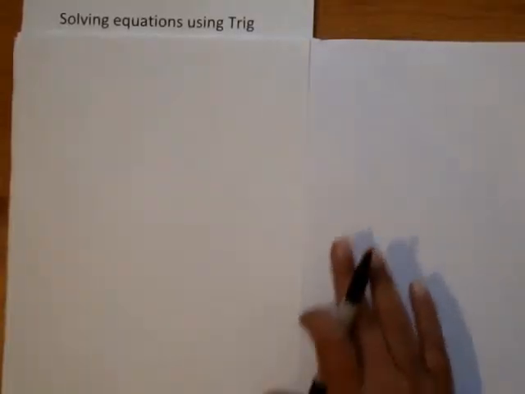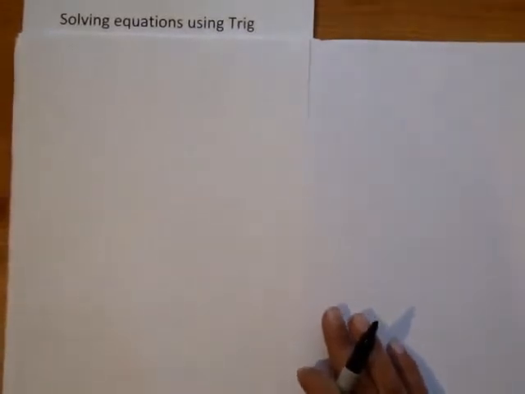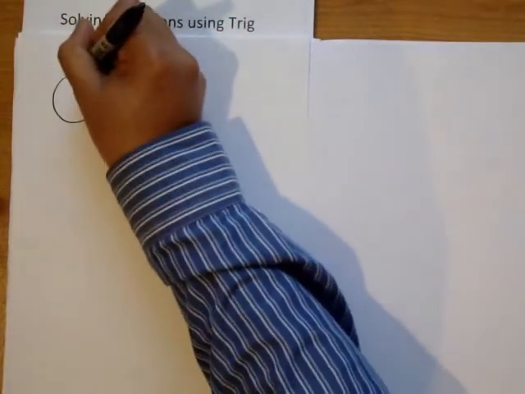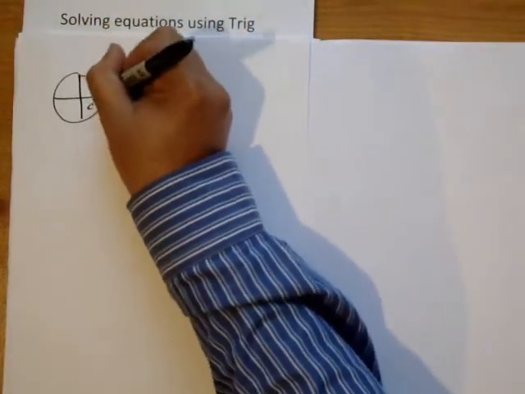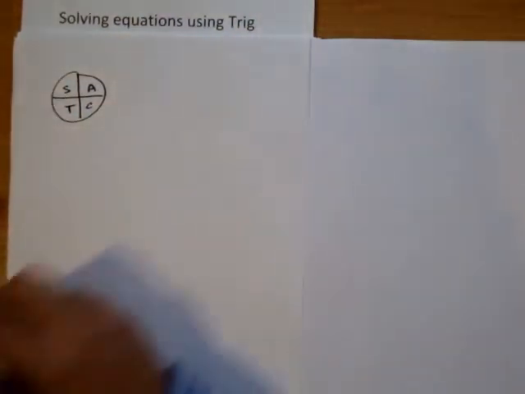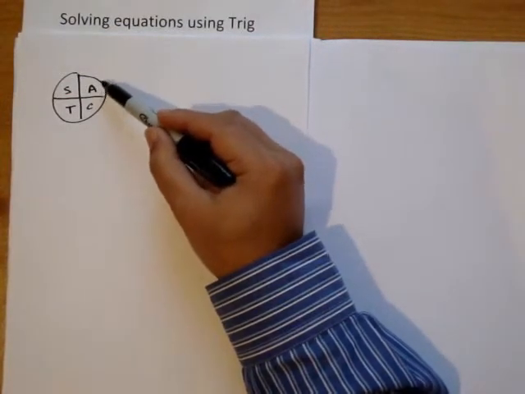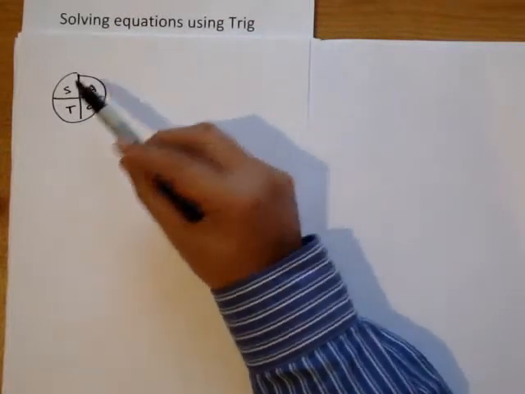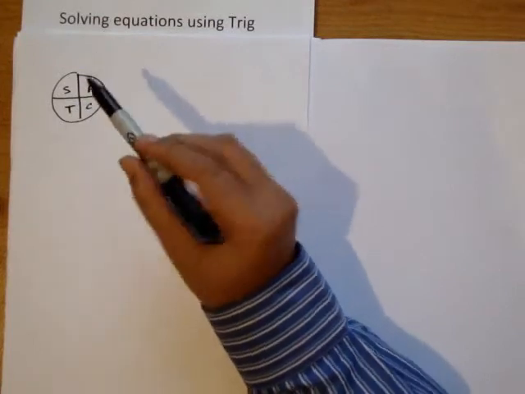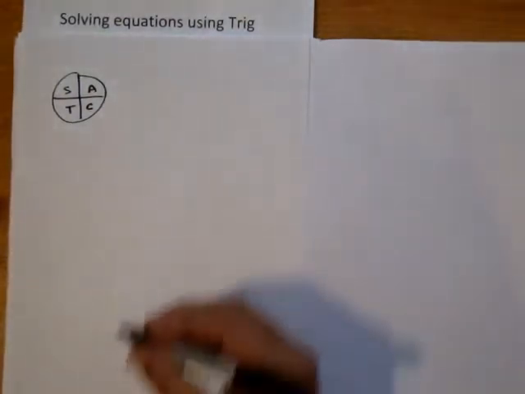When we're asked to solve equations which involve trig functions, it's good to bear in mind our CAST diagram, which is a circle split into 4: C, A, S, T. So this means that in quadrant 1 all are positive, sine, cosine and tangent. In quadrant 2 only sine is positive, in quadrant 3 only tangent is positive, and in quadrant 4 only cosine is positive.